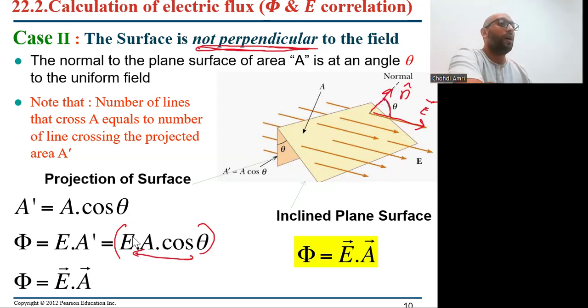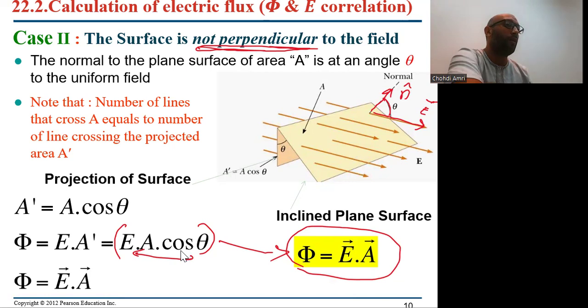Okay, what is the definition of the magnitude of a vector multiplied by the magnitude of the second vector multiplied by the cosine of the angle between them? Of course, it's the dot product. So for a regular surface with a non-perpendicular electric field to the surface, the electric flux in this case is expressed as E dot A. That means EA cosine theta.